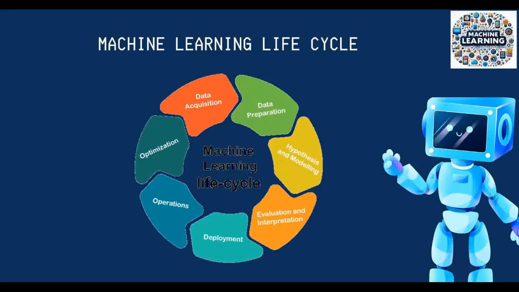Next, the machine learning life cycle. How does the machine learning life cycle work? The first is data acquisition, that means collection of data. Then data preparation, preparing the data, cleaning the data, and those things come inside data preparation. Then the hypothesis model, that means creating the model. Evaluation means checking whether the model is working properly or not. Then after that we do the deployment, and then operation. So this is the machine learning life cycle.